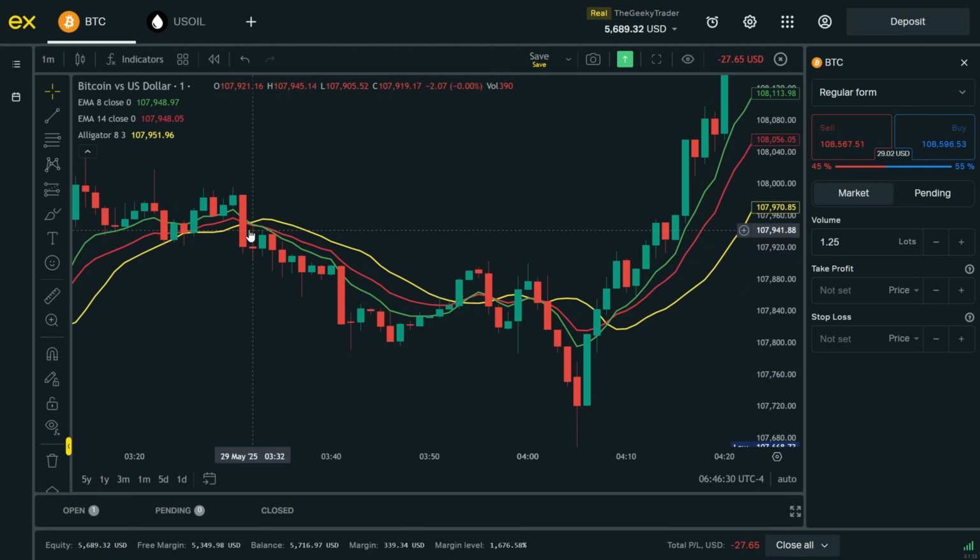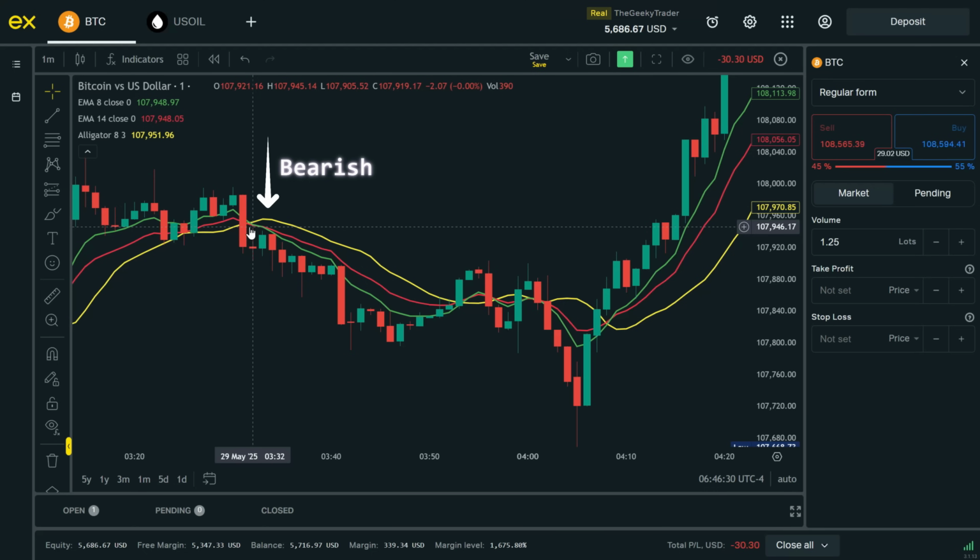All right, let's shift gears and take a look at a sell signal now. Right here, you can see that a crossover has happened. The red line, which is the 14 EMA, has moved above the green line, the 8 EMA. That's an early heads up that the market momentum is starting to turn bearish.